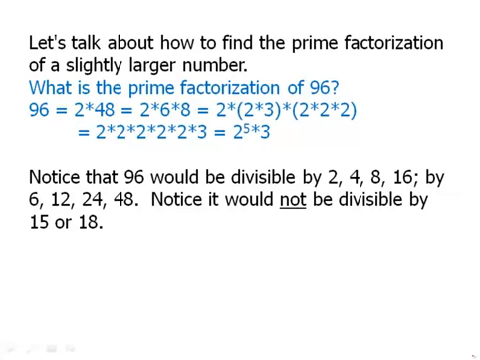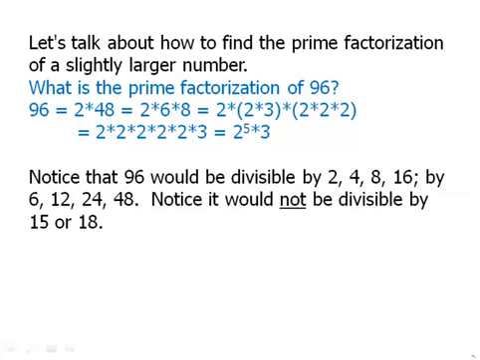Notice it would not be divisible by 15 or 18. It's not divisible by 15 because 15 involves a factor of 5, and there's obviously no factor of 5 in 96. 18 is a little trickier. 18 is 2 times 3 times 3. You need 2 factors of 3. 96 only has 1 factor of 3, and therefore 96 cannot possibly be divisible by 18.